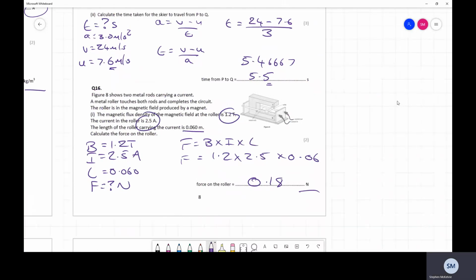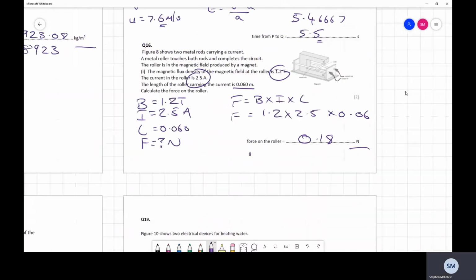All right, let's go to the next page. Got 6 down and about 6 to go, I believe.